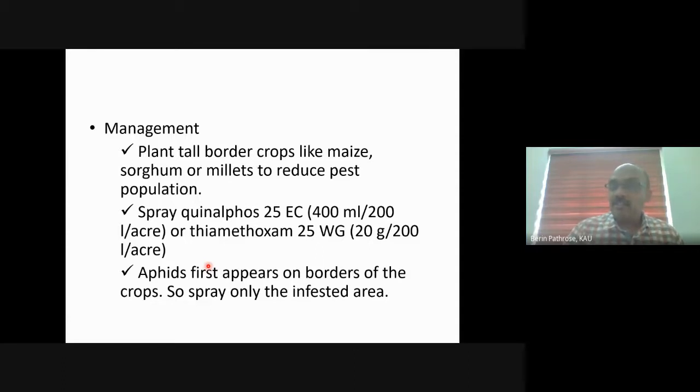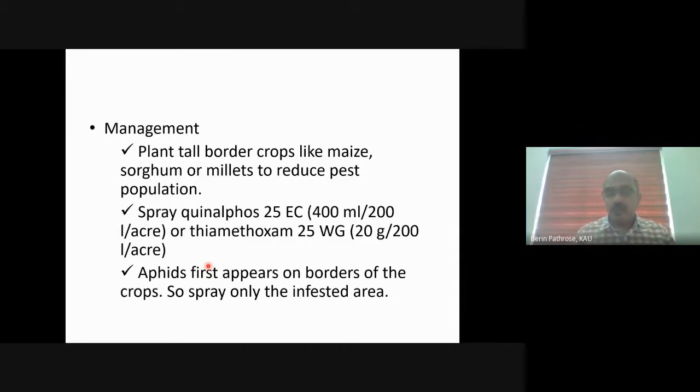Then, if it is severe, we can go for spraying with quinalphos at the rate of 2 ml per liter or thiamethoxam at the rate of 1 to 2 gram per 10 liter. Thiamethoxam is specific for sucking pests. The trade name is Actara. Quinalphos is 2 ml per liter. This recommendation I have given is per acre, so you can take either way.